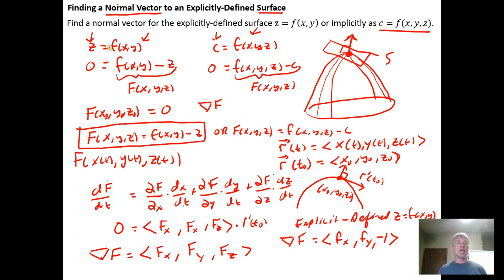And in the special case where we have an explicitly defined function, we can calculate that gradient very easily as the partial with respect to x of the original f of xy, the partial with respect to y of the original f of xy, and a -1 in the z component.